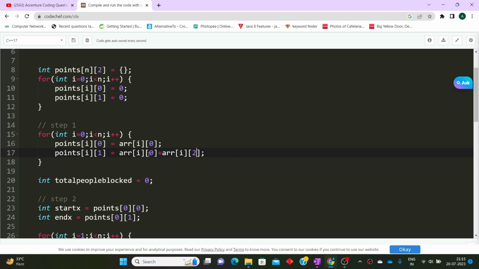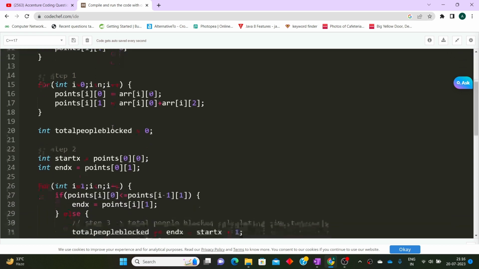So in the first column of the input array, the x value will be present. In the second column of the input array, the y value will be present, and in the third column of the input array, the d value will be present. So we have found the starting and ending point of each of these barriers, and we have stored it in the points array.